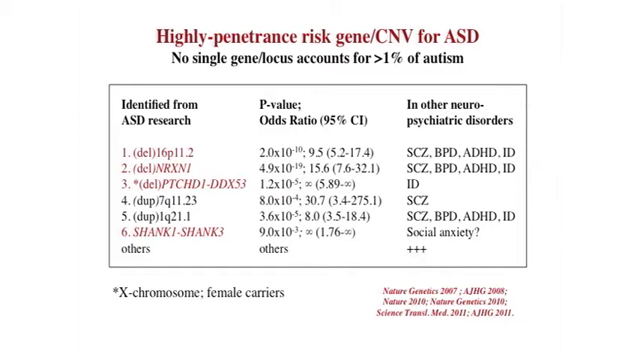In chromosome 16p11.2, deletions and duplications, you see the deletion more often than not in autism and the duplication more often than not in schizophrenia, although you can see the inverse. In our Canadian cohort, we see this in about 0.8% of new ASD diagnoses. And then there's Neurexin 1. And then there's deletions of the PHD DDX53 locus. I'll come back to this a little bit later.